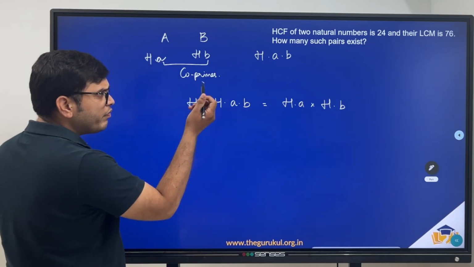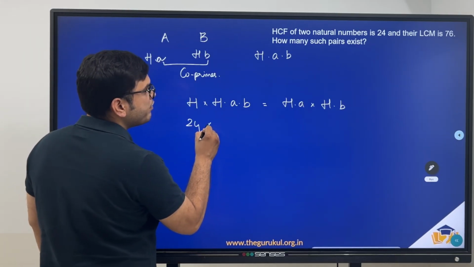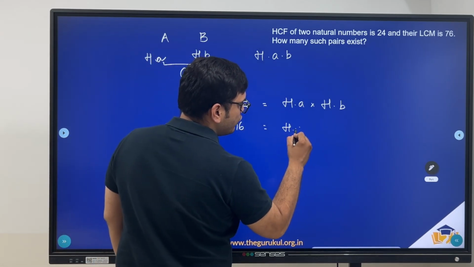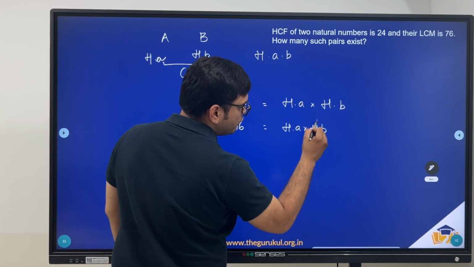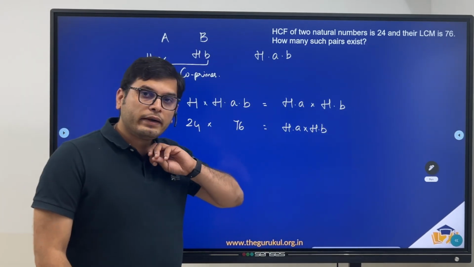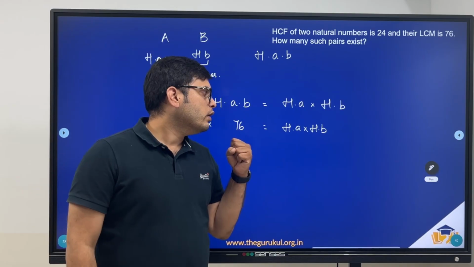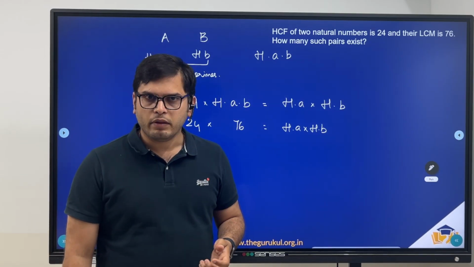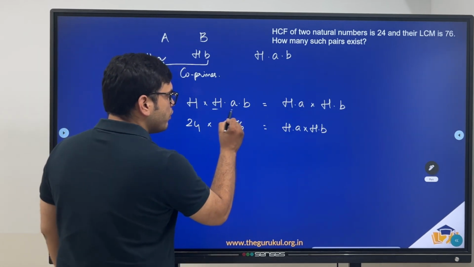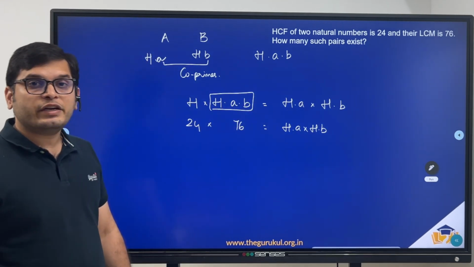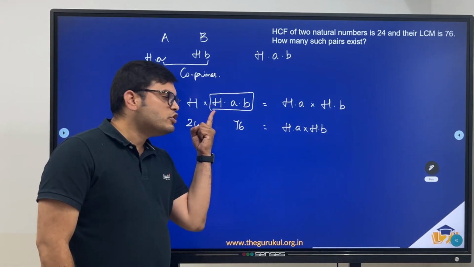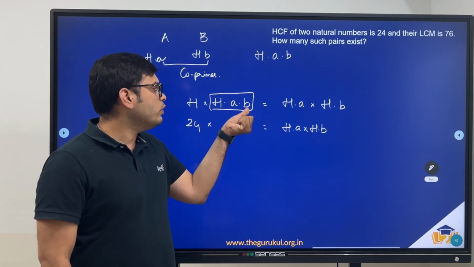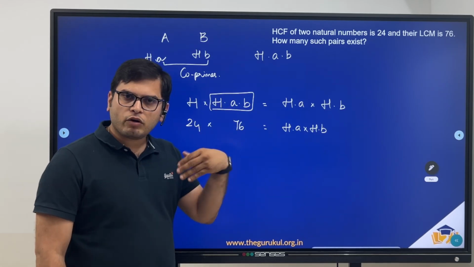So here HCF is given to be 24, LCM is given to be 76. Now this is equal to H into a and H into b, and they'll try to find the different values that a and b can take. Right. But they ignore the basic thing here. Now what is the LCM of these two? H into a into b. So H should be a factor of LCM, right? We have written LCM as H into a into b, which means H is a factor of LCM.